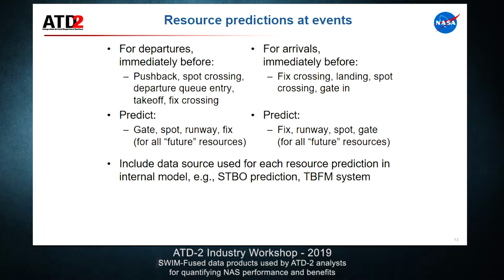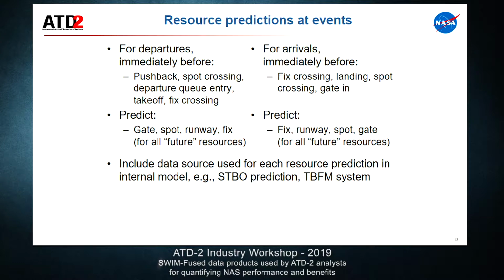So I had a list of events there for each flight. For arrivals and departures, it's fairly straightforward stuff. Like I said, we measure some of this at pilot ready time, but also at actual pushback time, spot crossing time, queue entry time, takeoff, and then fix crossing. We predict things like downstream in the life cycle.